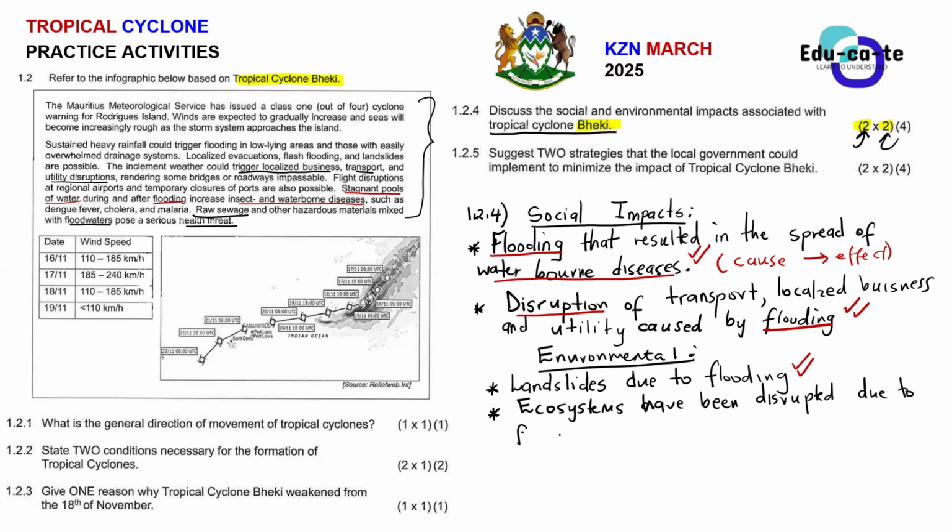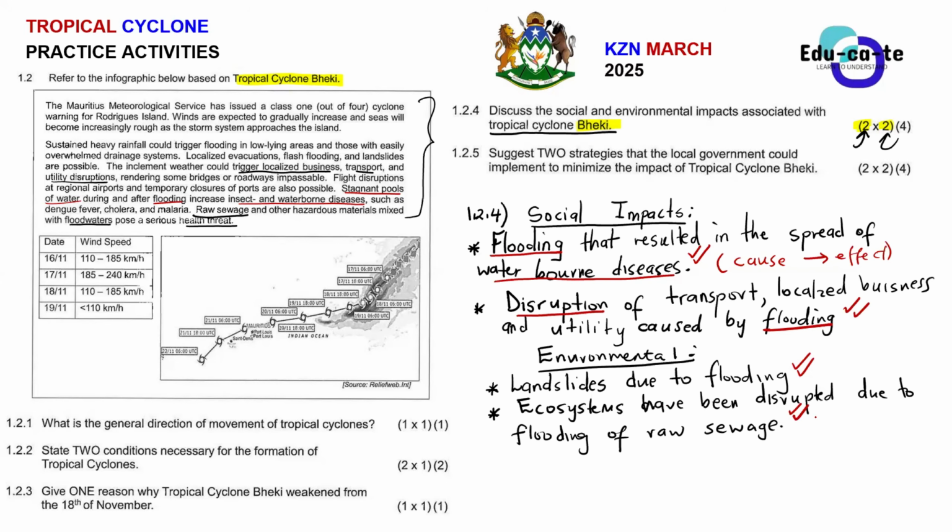flooding of raw sewage, because they say that this raw sewage was mixed with the flood waters. So you give the cause and you give the effect. So you can continue, guys, forever and forever. There are many other impacts that you can talk about here.